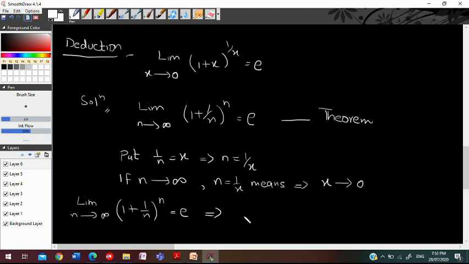So what we get, n approaches infinity, 1 plus 1 by n. Instead of writing 1 plus 1 by n, what is the value of 1 by n? 1 by n is equal to x. So I will write here 1 plus x, and n is equal to 1 by x. And the one mistake which I have made here is that we will not write n approaches infinity over here. Instead of writing n approaches infinity, we write x approaches 0.